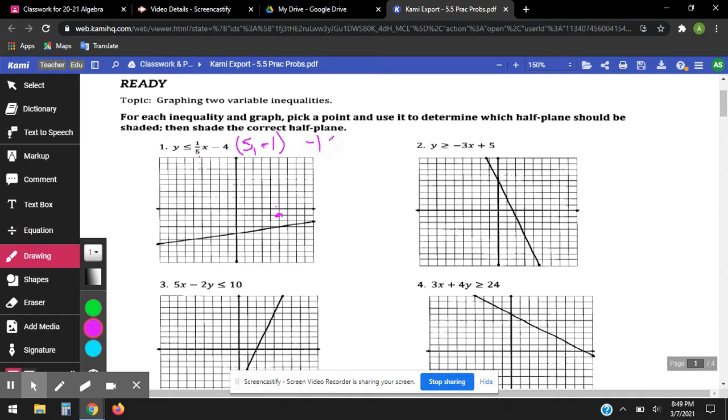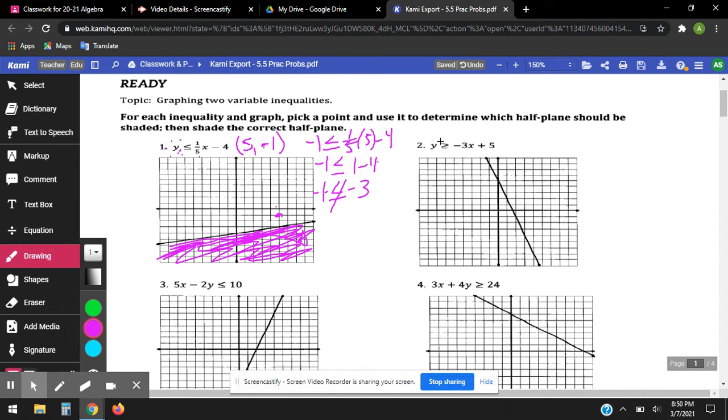So is -1 less than or equal to 1/5 of 5 minus 4? Is -1 less than or equal to 1 minus 4? -1 less than or equal to -3? No. So that means I need to shade this side of the line. And notice when I look at this, y is less than or equal to. I'm doing the y's that are less than or equal to that line.